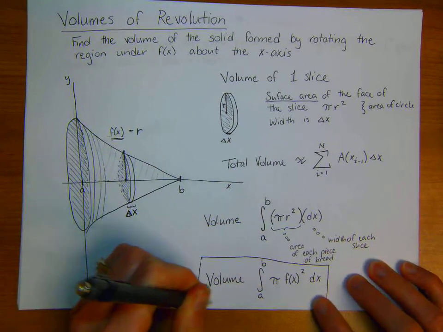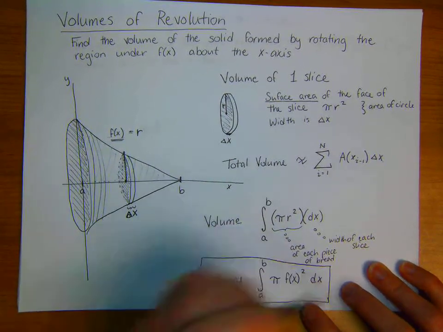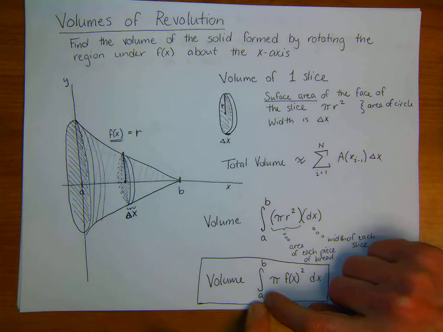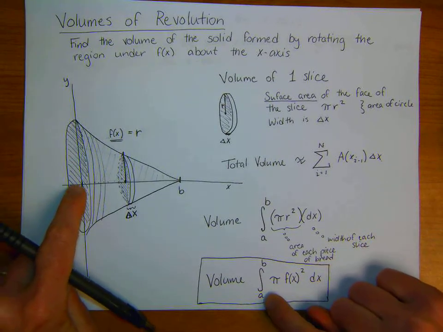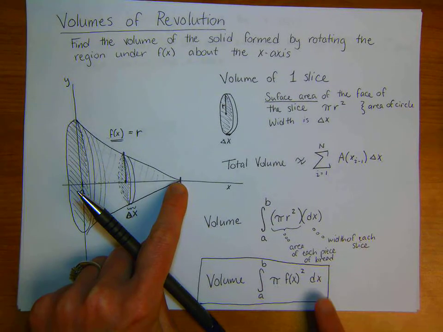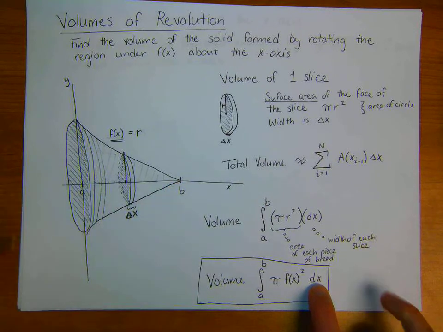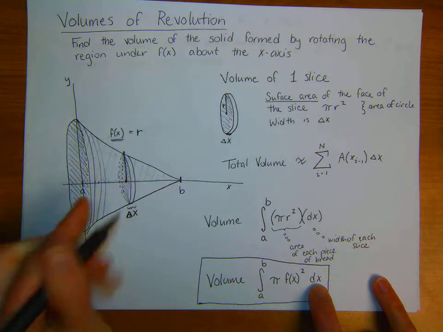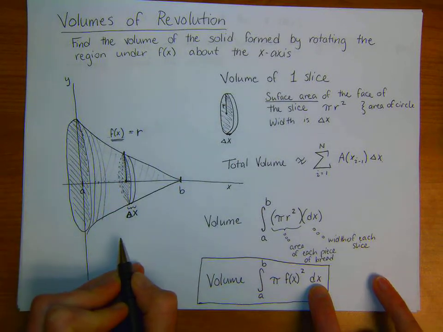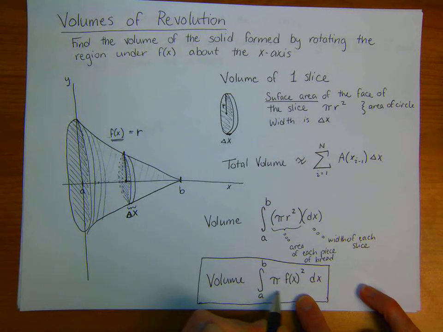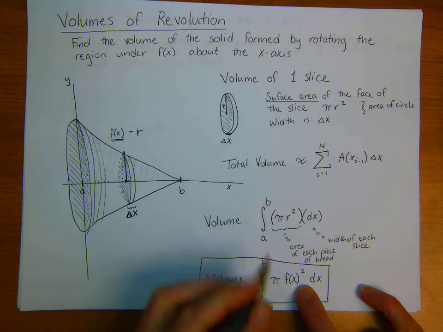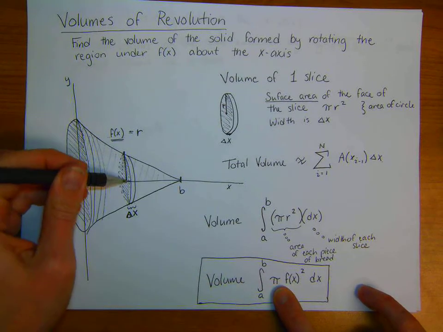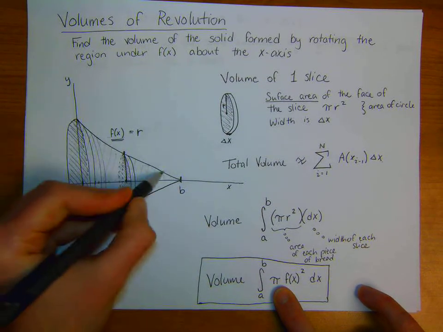And in my head, I can diagnose what each of these pieces are. This is where the region starts and where the region stops. I'm integrating with respect to x because that's how I'm taking each of the slices. The slices are split up in little x-sized pieces. And then the area of a circle is pi r squared. And in this case, the radius is given by the height of the function.